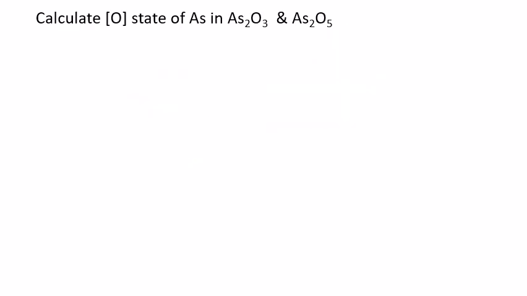Now the oxidation state of arsenic in As2O3 and As2O5. In As2O3 we want to find the oxidation state of arsenic. How many arsenic atoms do we have? 2. So 2 into X plus 3 oxygen atoms, so 3 into, for each oxygen the oxidation state is -2.